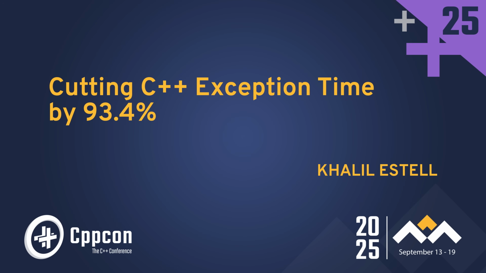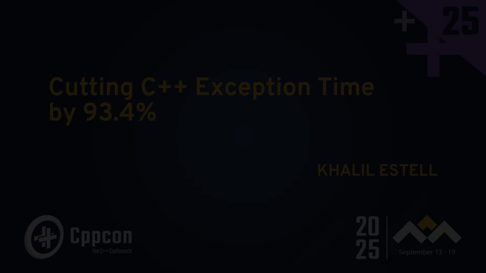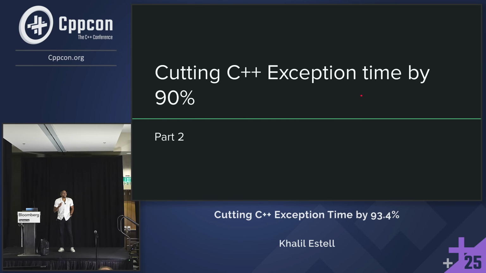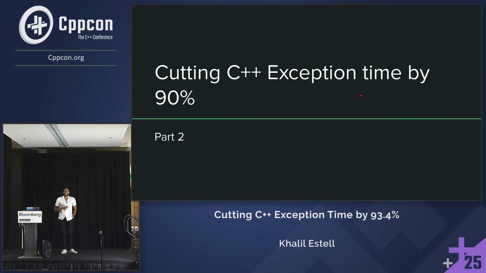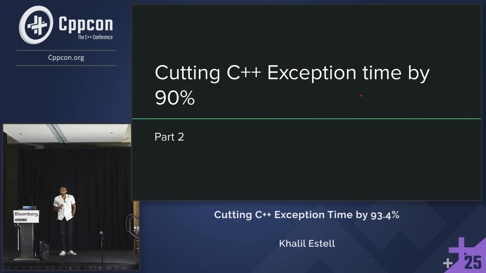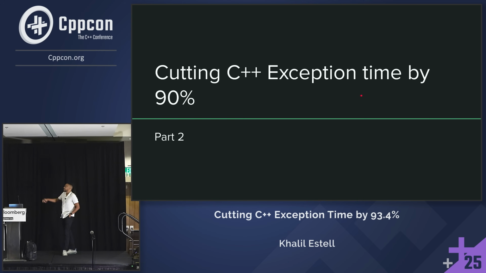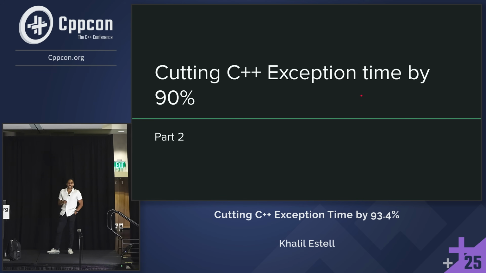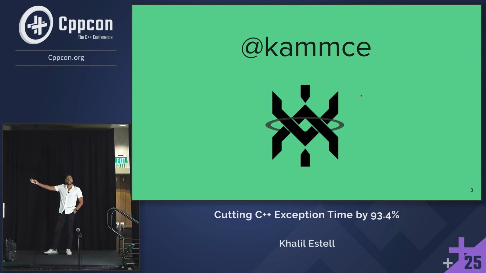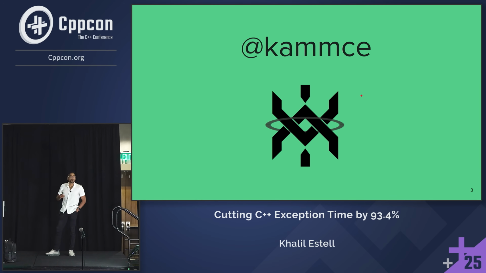Hello everyone, my name is Khalil Estell. I'll be talking about cutting C++ exception time by 93.4%, which is actually incorrect. It's actually closer to 90%. I improved my benchmarks, and then things got more accurate, and I realized I'm not as good as I thought I was. So rather than trying to change everything, I'm just going to show you what the results are as they are. If you see this handle, CAMC, and you see this logo, it's pretty much me or someone trying to impersonate me.